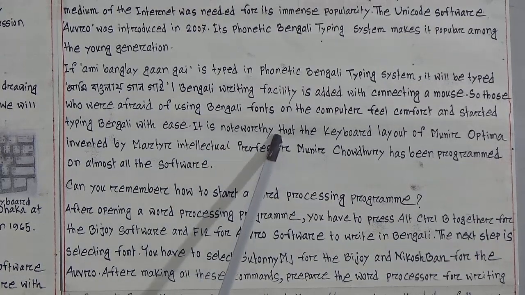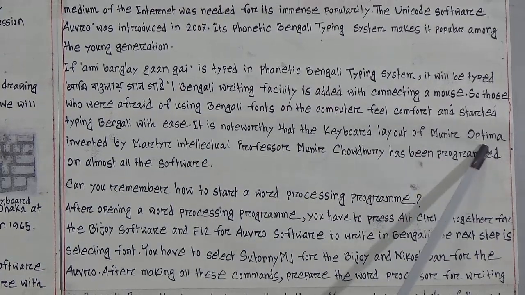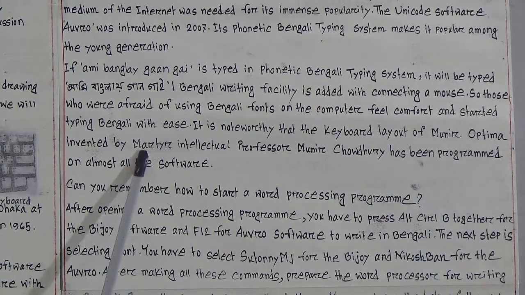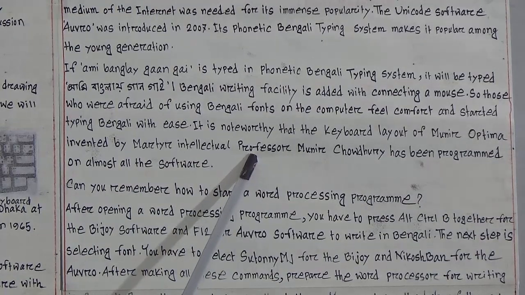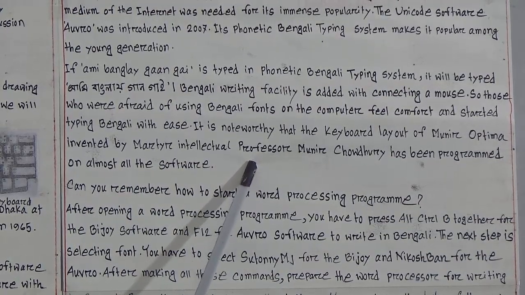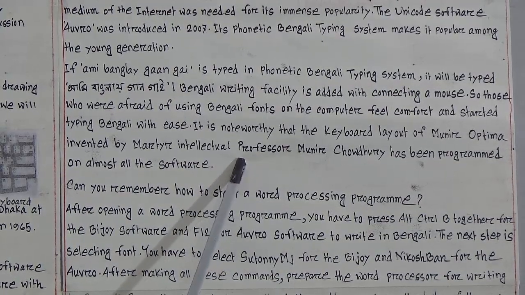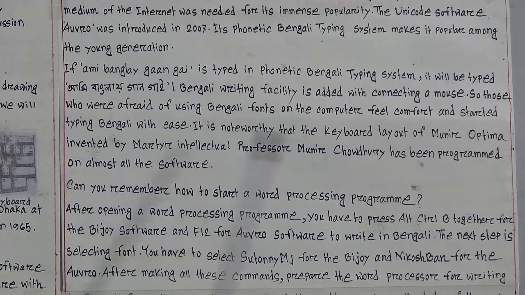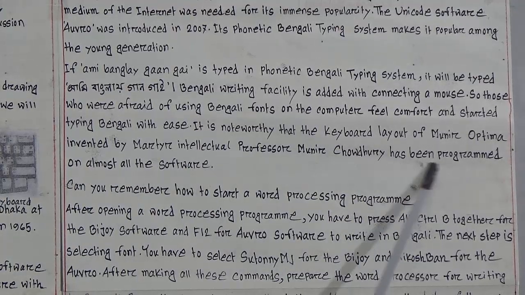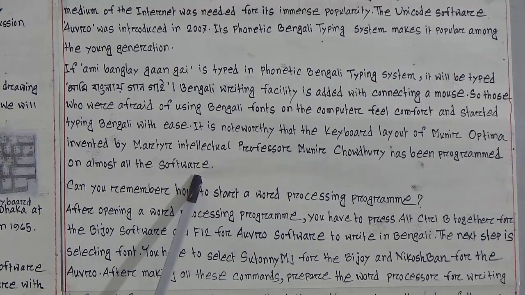It is noteworthy that the keyboard layout of Munir Optima, look at the name, it is Munir Optima, was invented by intellectual Professor Munir. I have already told you, that means in our previous page we got an idea that Professor Munir Chaudhary was killed during the Liberation War, and he was the first man who invented Munir Optima or Munir keyboard. It has been programmed on almost all the software.